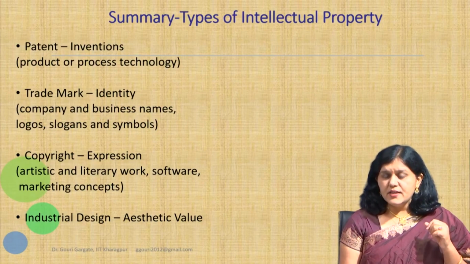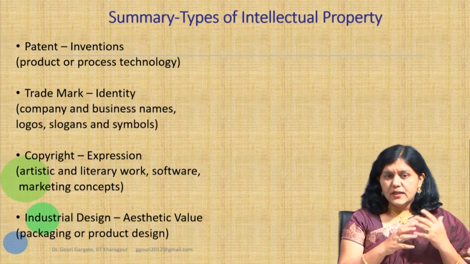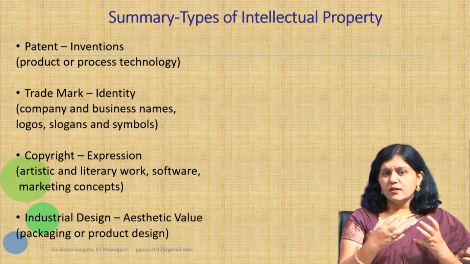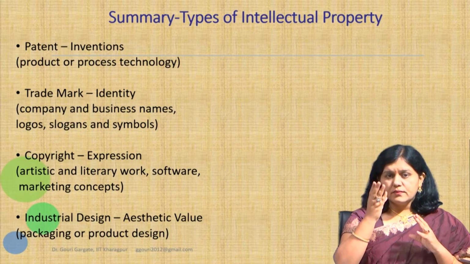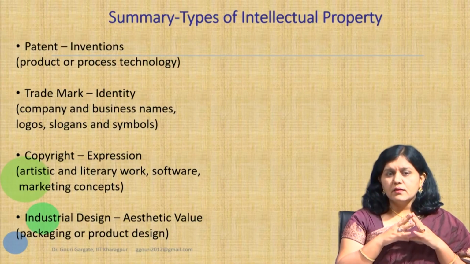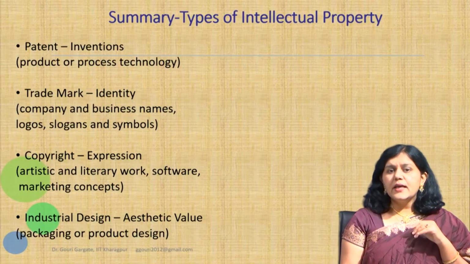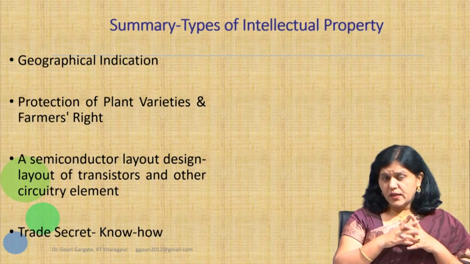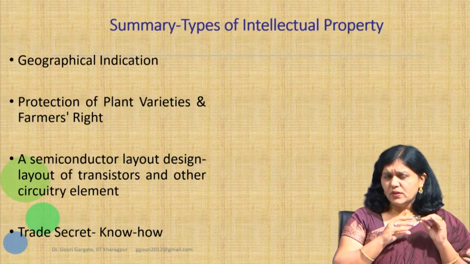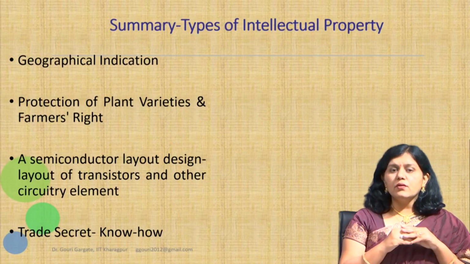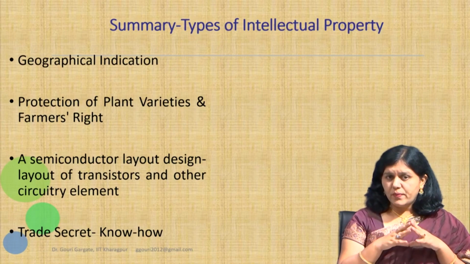Then the industrial design is something related to aesthetic value. It is related to product design, packaging, something which gives an attractive look, the thing which is giving aesthetic value to that particular product. That is an industrial design. Then next are a few other types that we have. Geographical indication is there. One more thing I will try to put here: when we are talking about a geographical indication, please remember that this is one of the important types of IP.